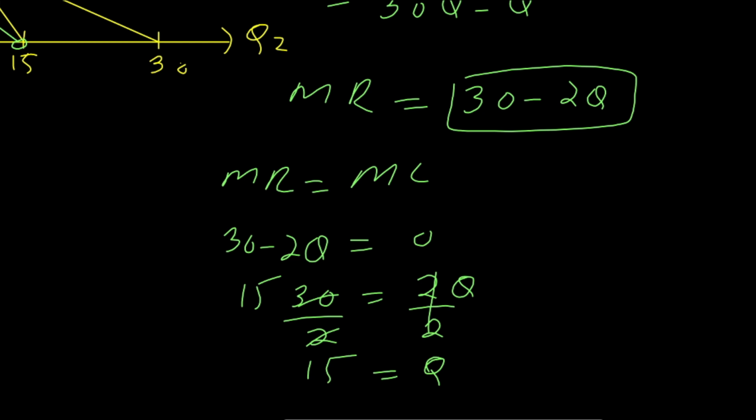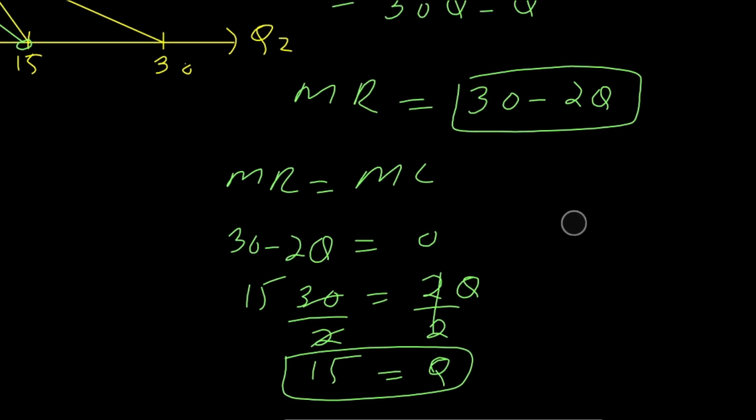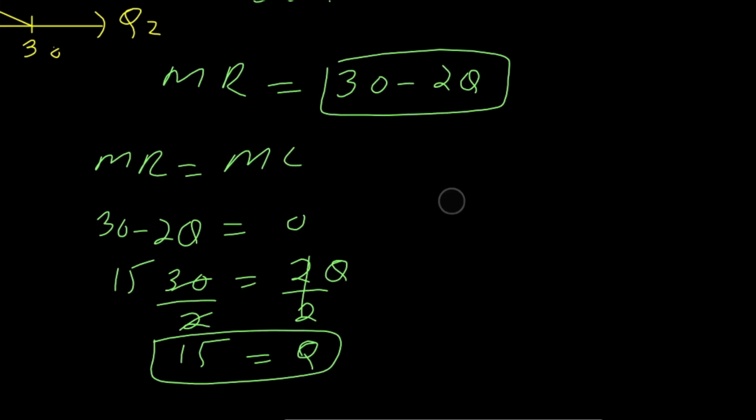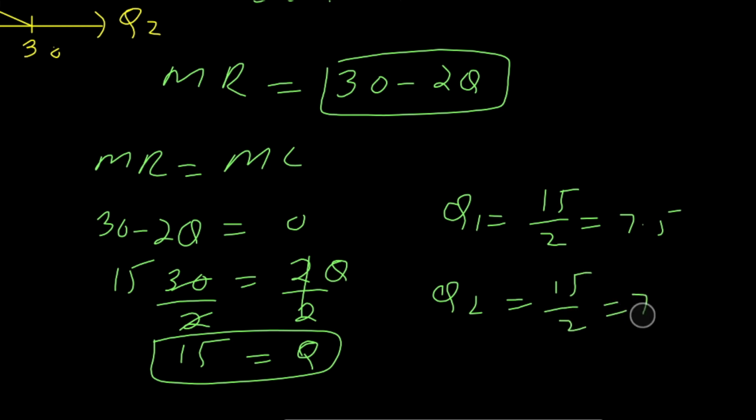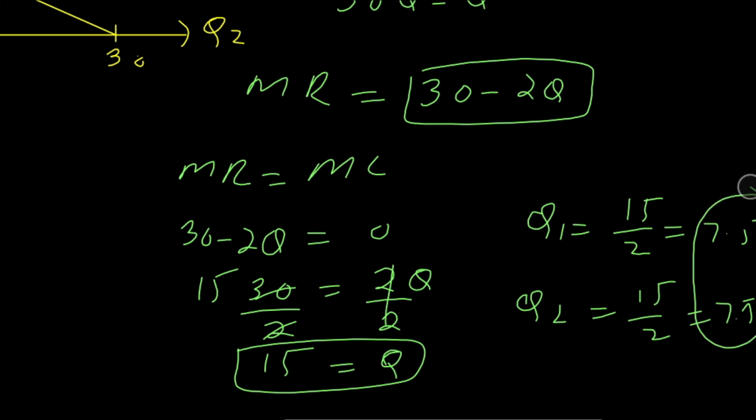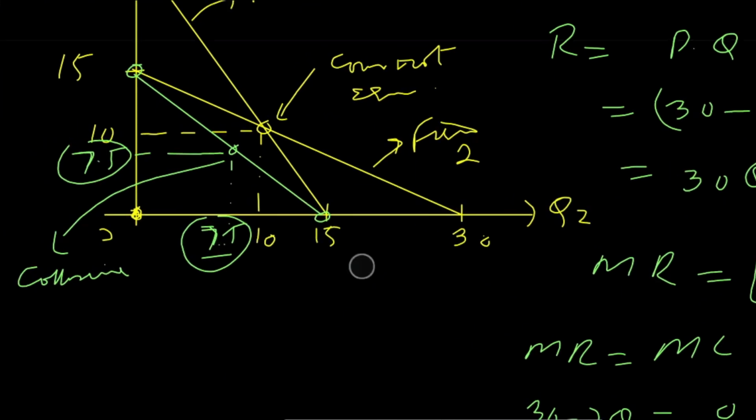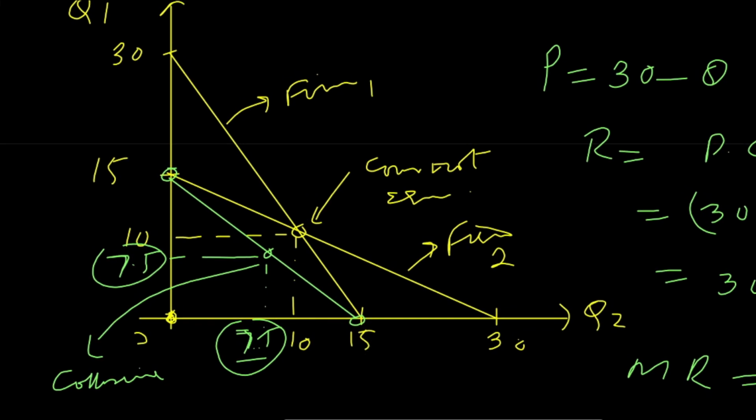And since we know that this Q is equal to Q1 plus Q2, we can find the output of form 1. Q1 will be equal to 15 over 2, which is 7.5, and Q2 will also be 15 over 2, that is 7.5. So this is how we found the collusive equilibrium point, 7.5, and I plotted this value in this graph.